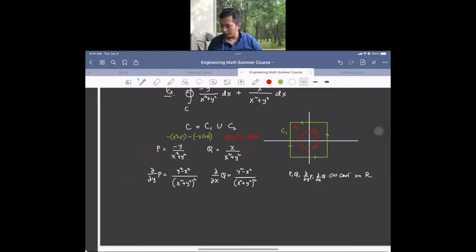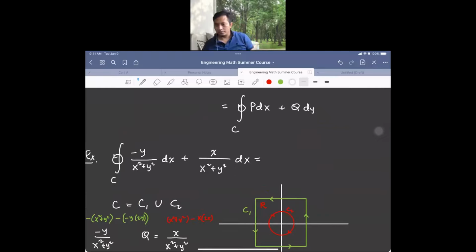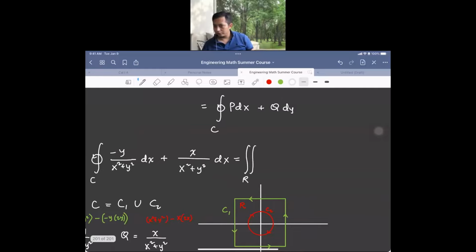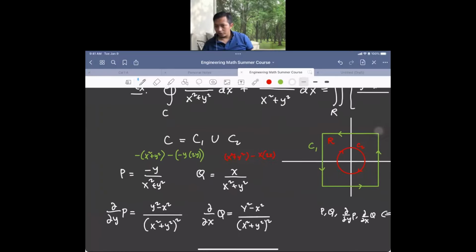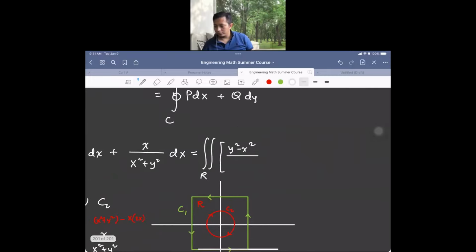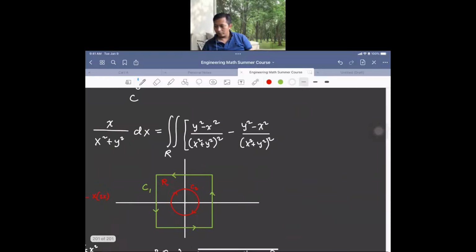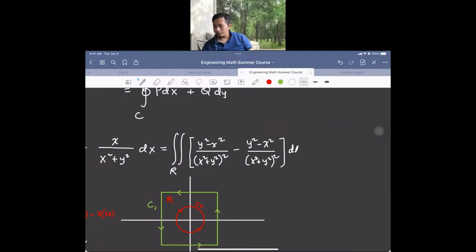And then we can rewrite this integration, double integral over R of y squared minus x squared, and from here we can write then minus the same. Since it's the same, then it will be equal to 0.